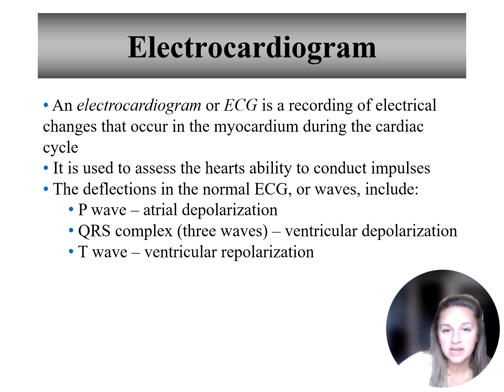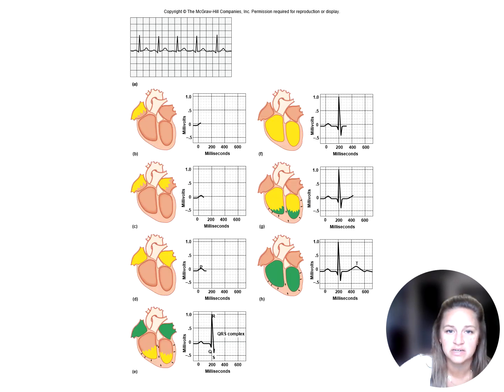This is what we're looking at when we look at an electrocardiogram. It's a recording of the electrical changes, and it's used to assess the heart's ability to conduct impulses. So it shows the deflections of the P wave, the QRS complex, which is those three waves, and then the T wave. So this is atrial depolarization, ventricular depolarization, and then ventricular repolarization. So let's see what this looks like on an ECG.